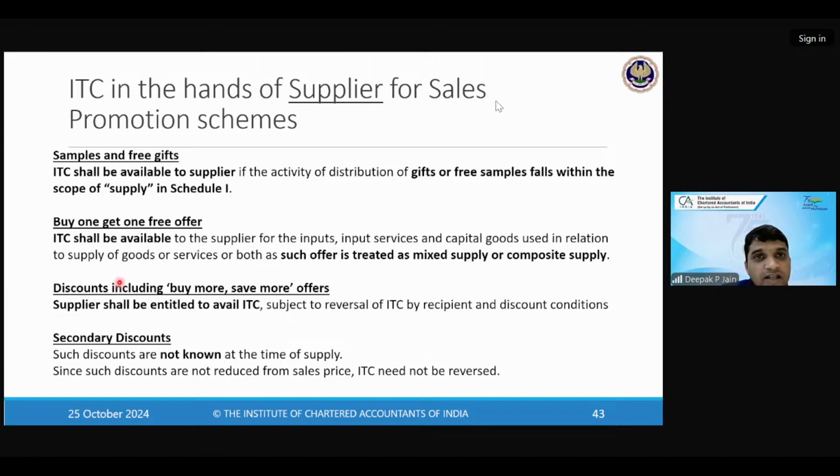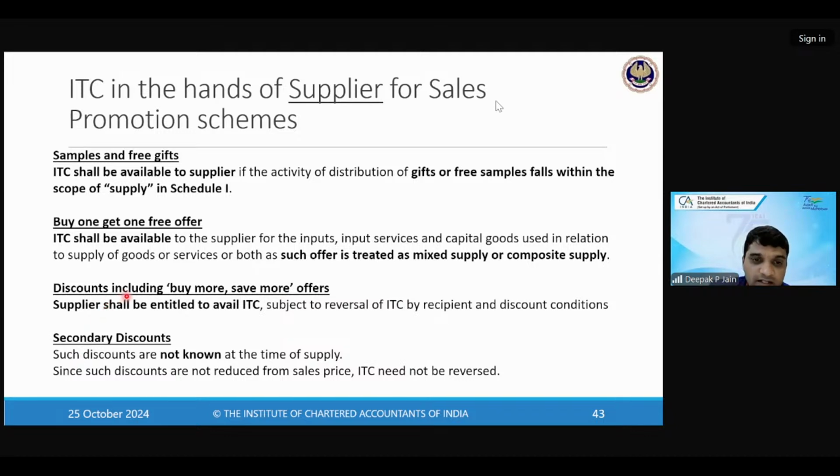Okay. What happens in case of discounts where you buy more, save more? We had seen in the previous chapter, wherein you buy more, you'll get more discount. There also he is entitled to full credit because the consideration is different, but it is not that there is no consideration. When we have to do reversal, when there is no consideration received, only then you have to reverse. But in case of buy more, save more offers, credit is fully available. Now, discounts could be of two types.